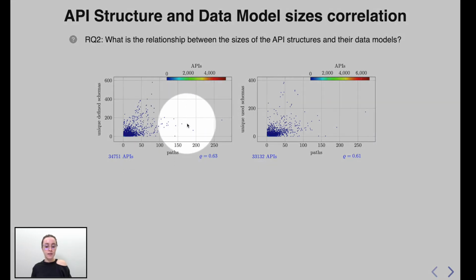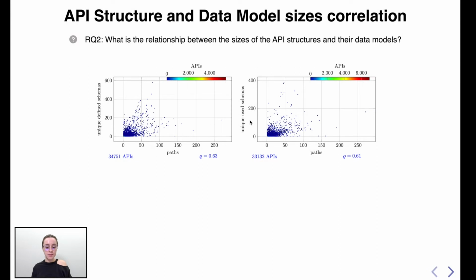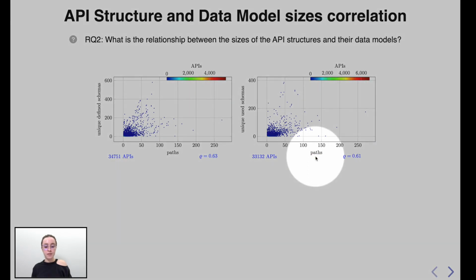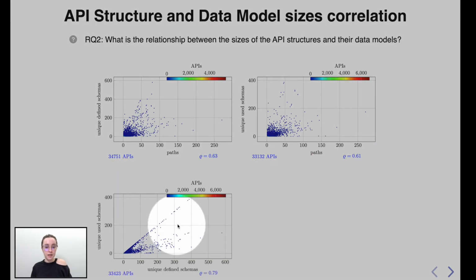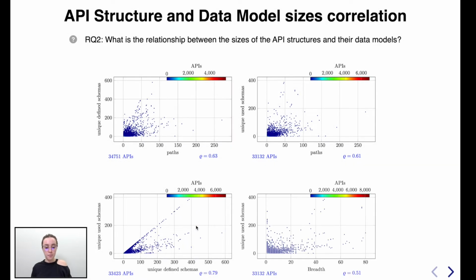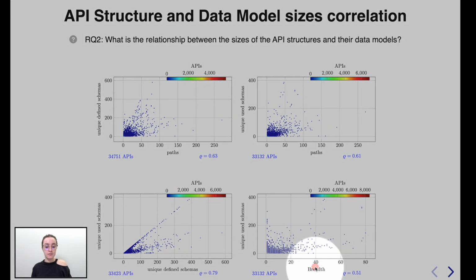The next highest correlation is between the number of schemas that are actually used, not only defined in the model, and the number of paths. This can be simply explained by the fact that, actually, in most of the APIs, most of the defined schemas are used.